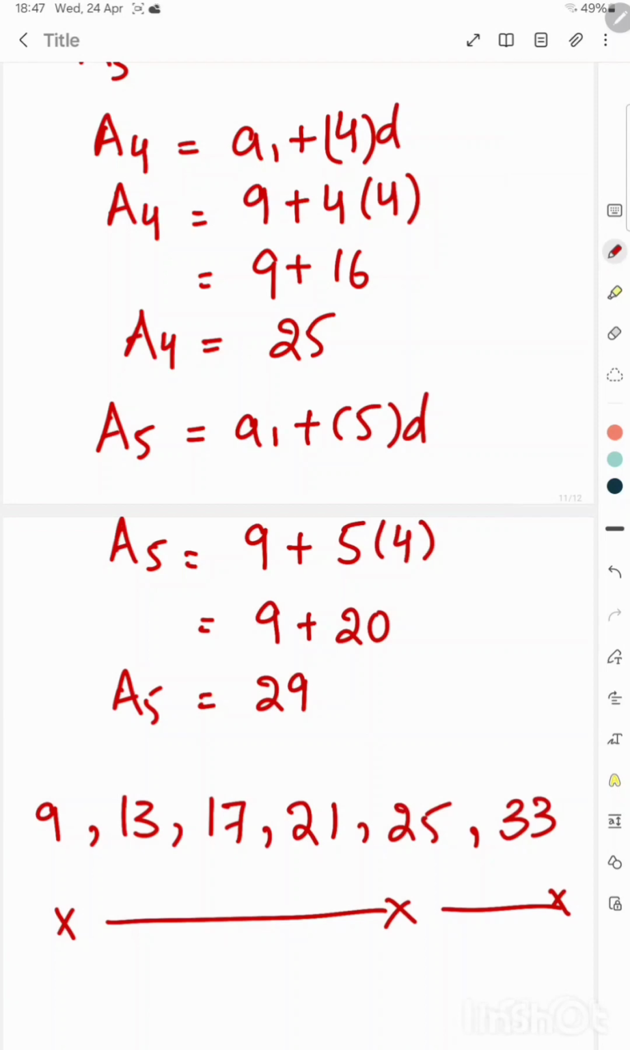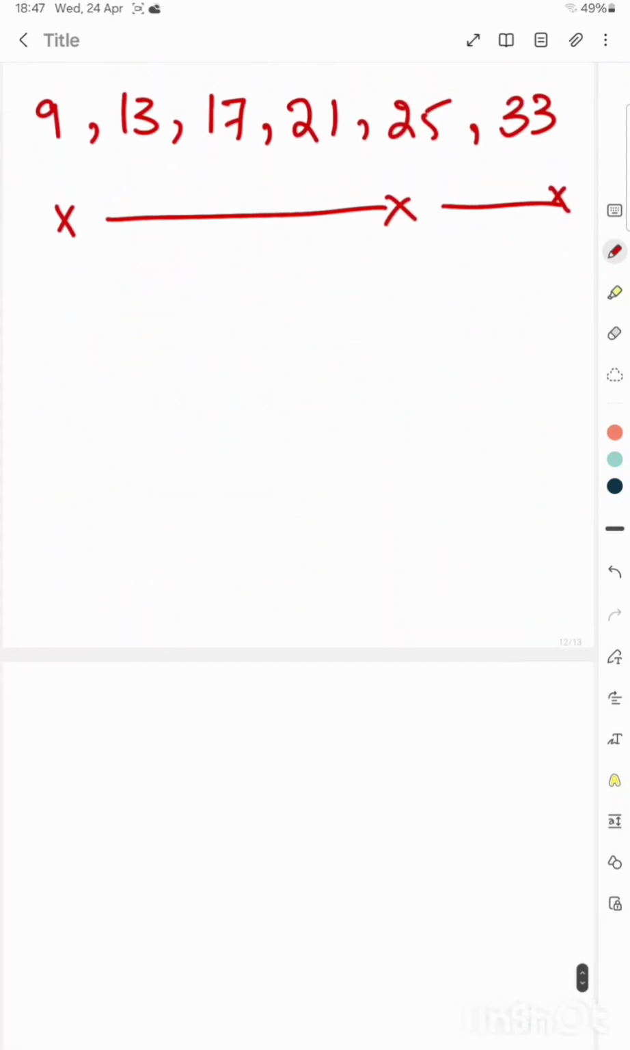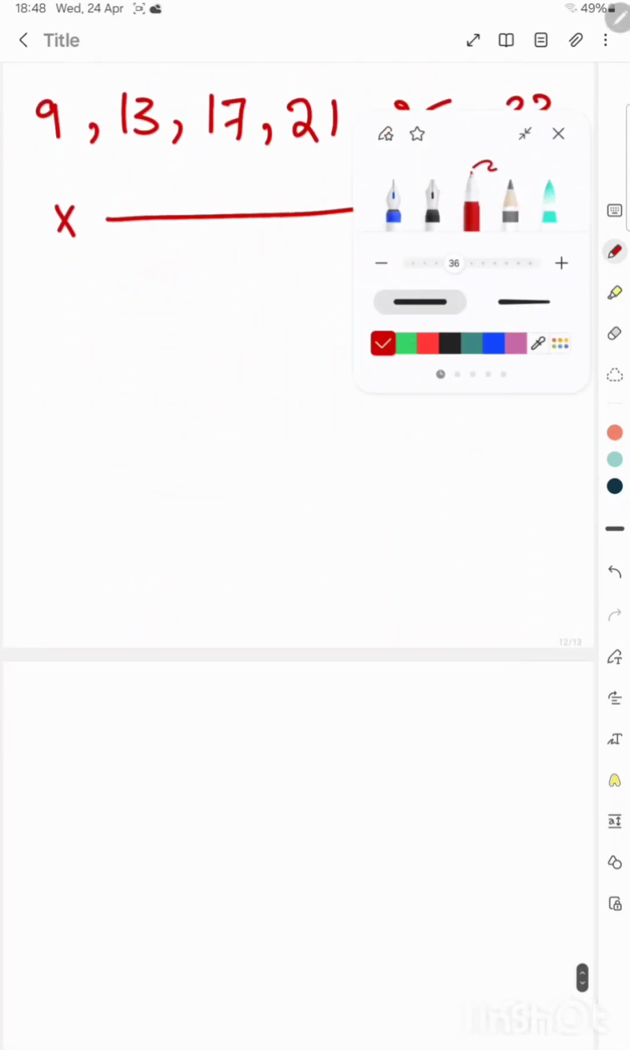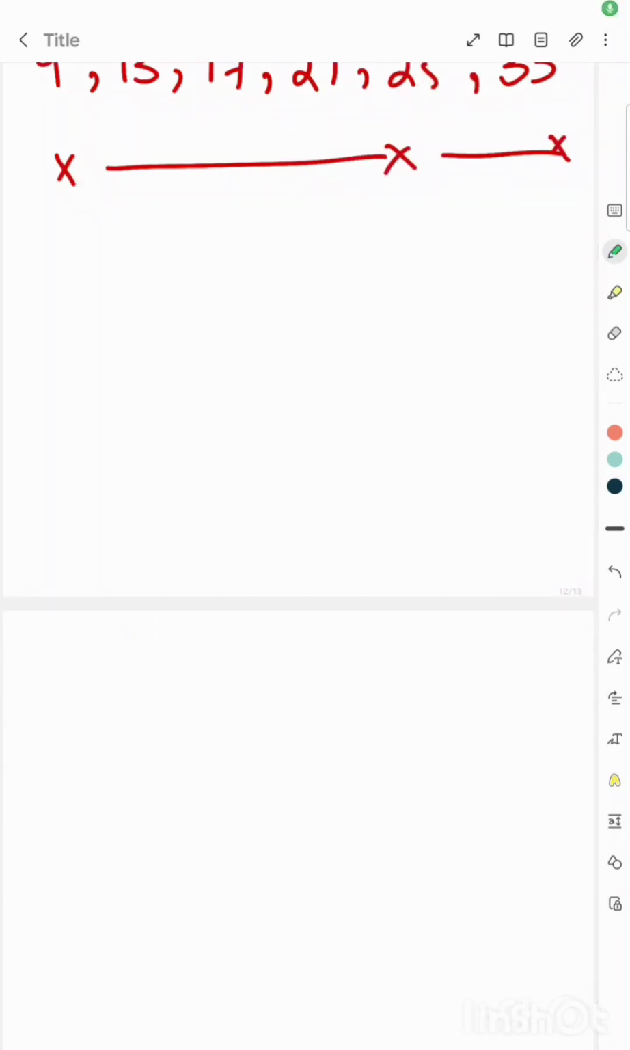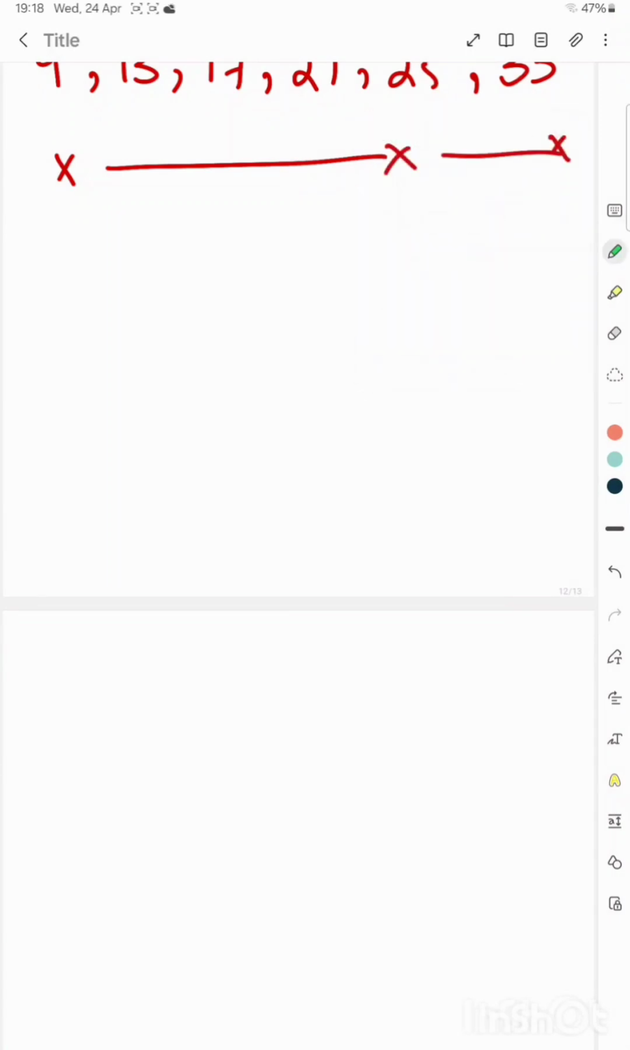I hope you understand all the points related to this topic, and now we will go further to our last topic. Now I will discuss the topic related to the sum of n terms.